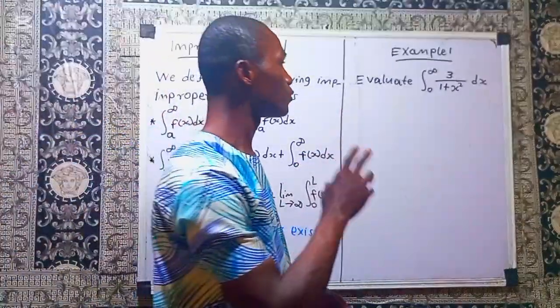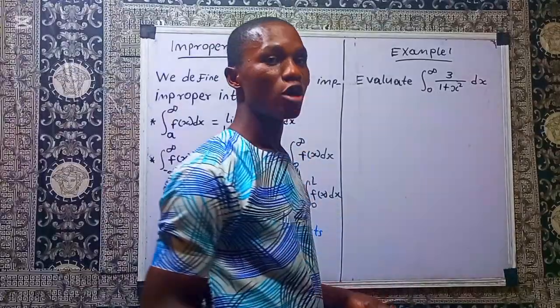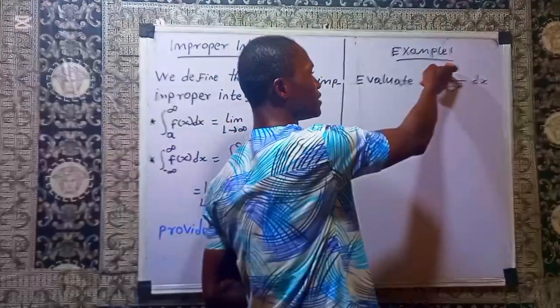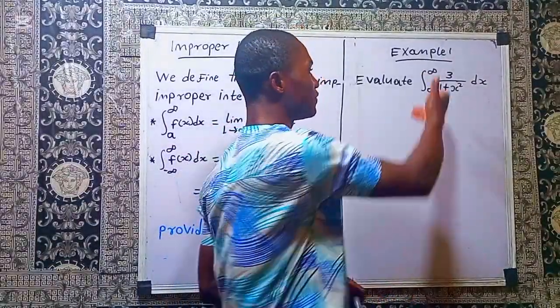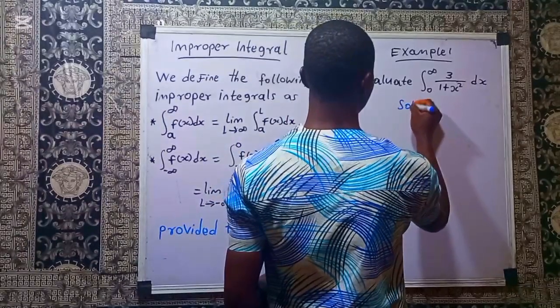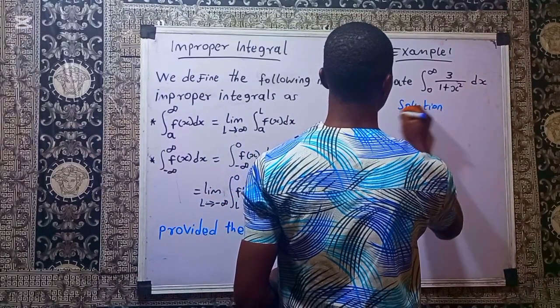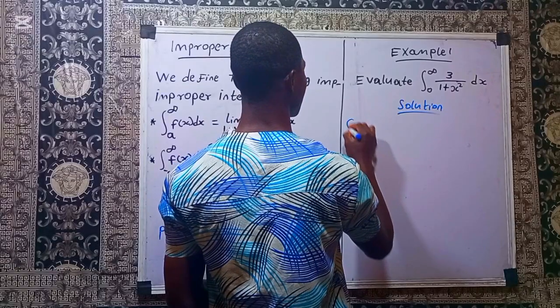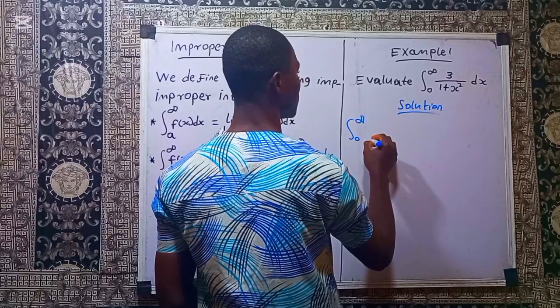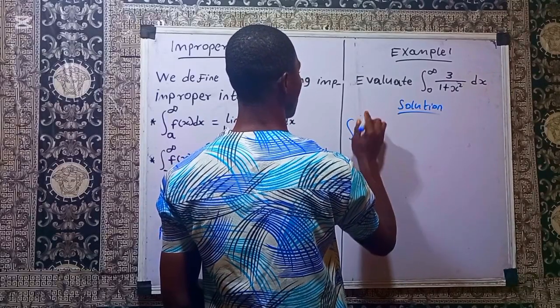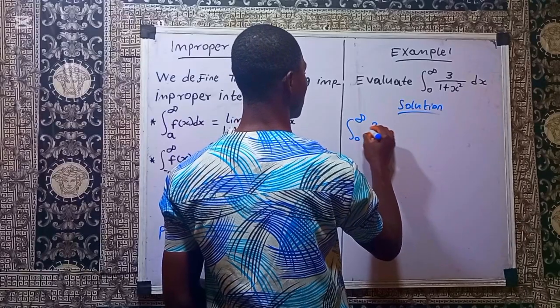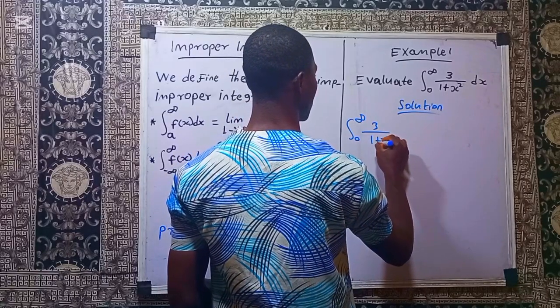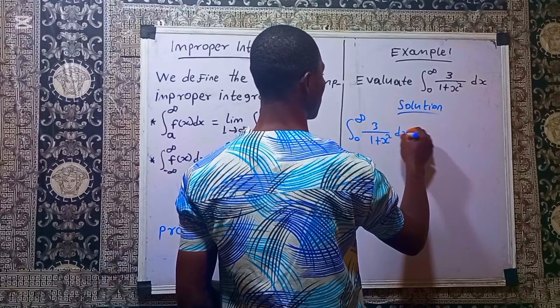They say we should evaluate this integral. Of course, if you look, the interval of integration has infinity. Solution. So let's look at the solution of this. So we have integral from 0 to positive infinity of 3 divided by 1 plus x squared dx.